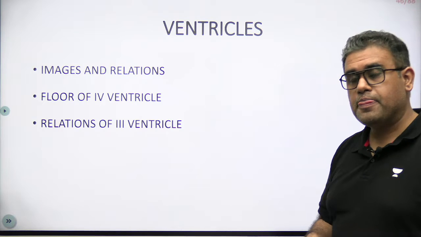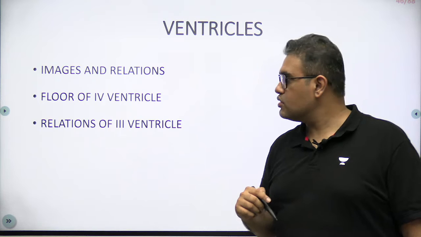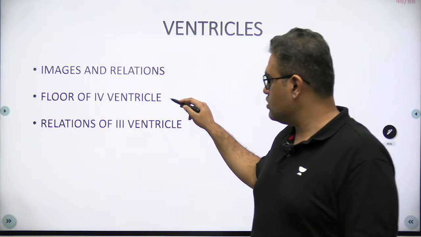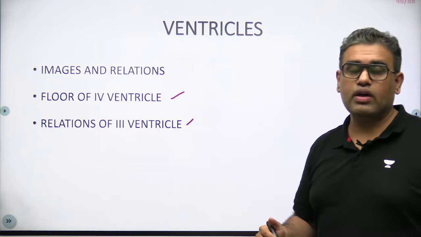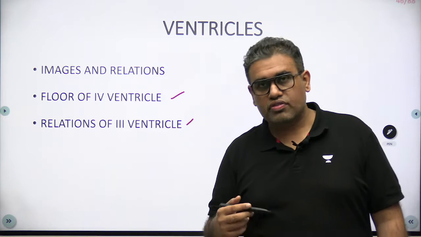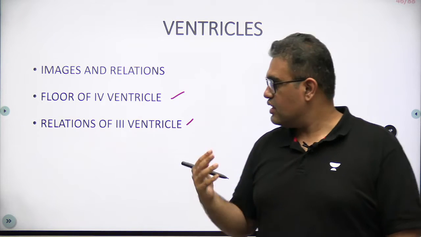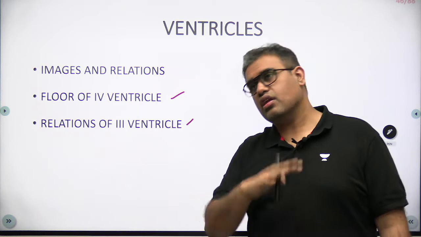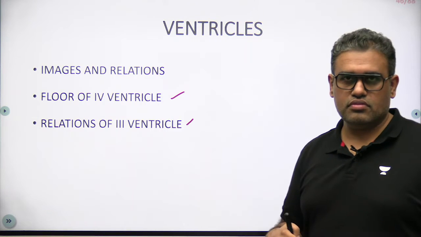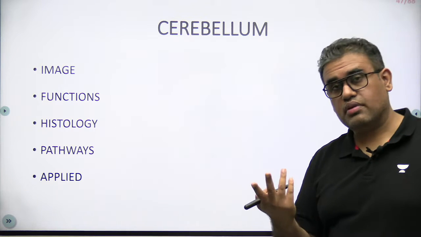Ventricles. Now these ventricles are basically the CSF filled cavities, right? So for fourth ventricle, third ventricle, few things are important. Like in fourth ventricle, the floor is important. Why? Because the floor of the fourth ventricle is lying just behind the medulla and the pons. Then the relation of third, because third is in the midline and it is surrounded by diencephalon and a lot of other important structures. We shall have some images also.